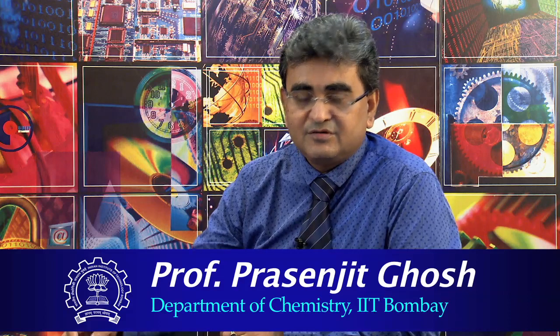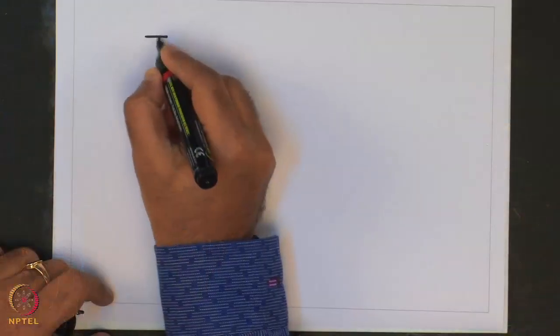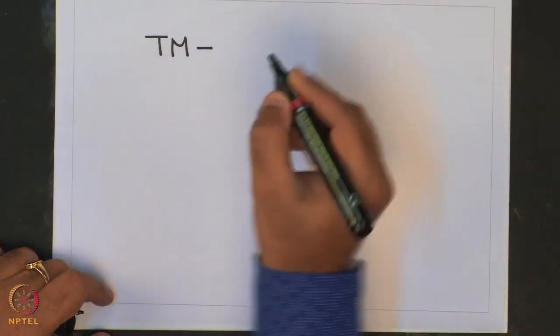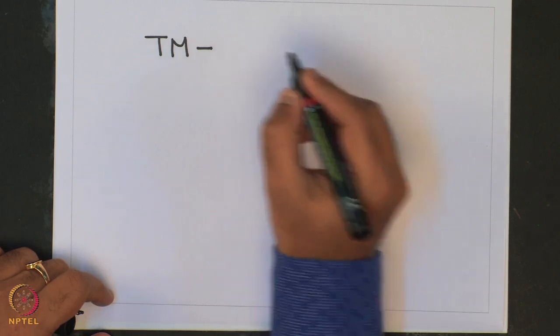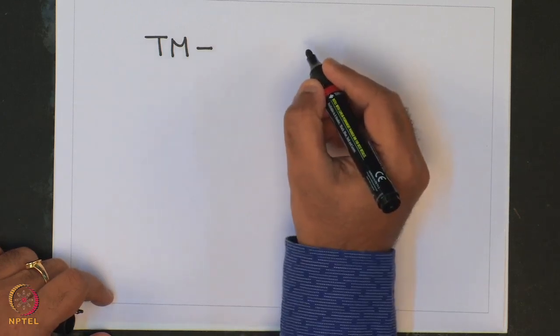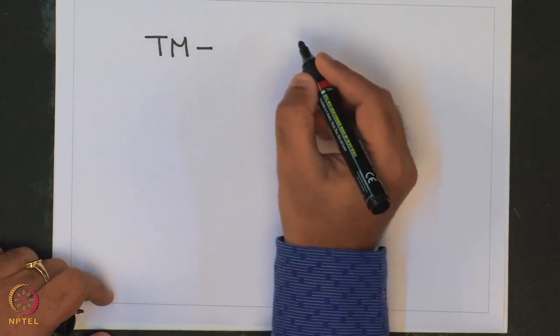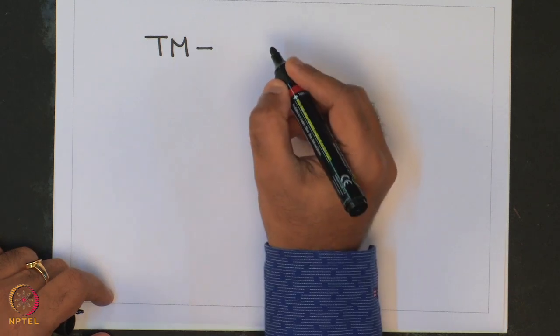Welcome to this lecture on transition metal organometallic chemistry from principles to applications. In our previous lecture, we were talking about transition metal alkyne complexes, and these complexes have transition metal bonded to carbon containing sp hybridized.